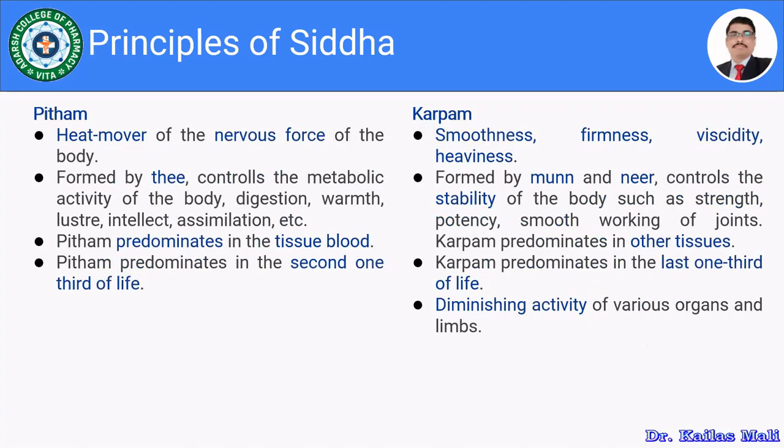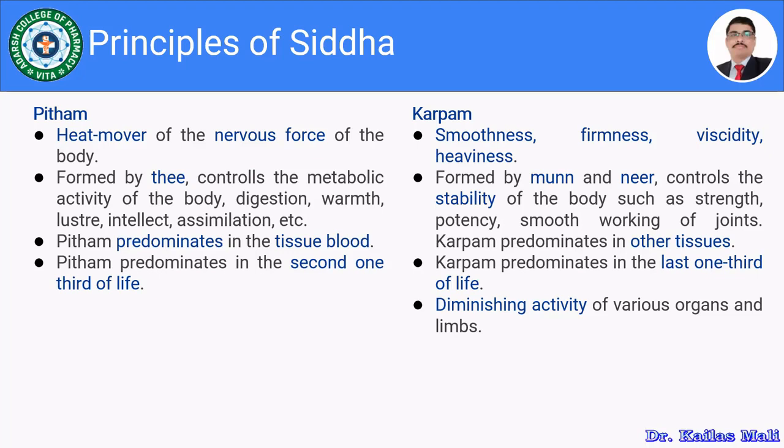Then the Pittam. It is a heat mover of the nervous force of the body, which is formed by Ki and controls the metabolic activity of the body. There is digestion, warmth, luster, intellect, assimilation, and so on. So Pittam predominates in the tissue blood, and furthermore, it predominates in the second 1/3 of life.